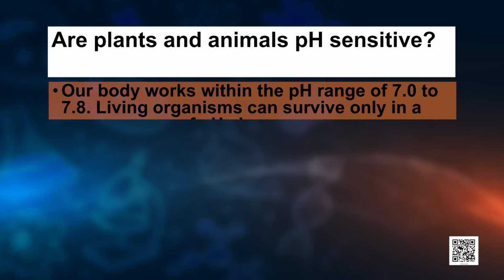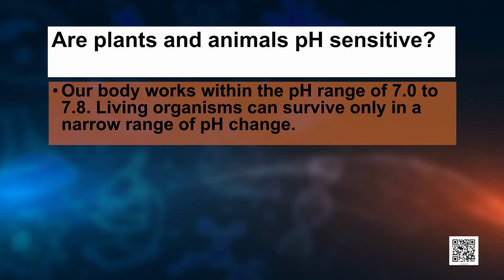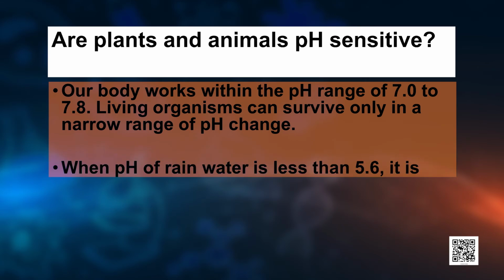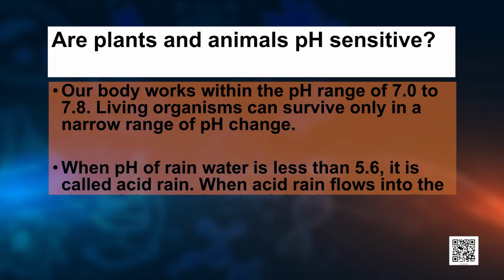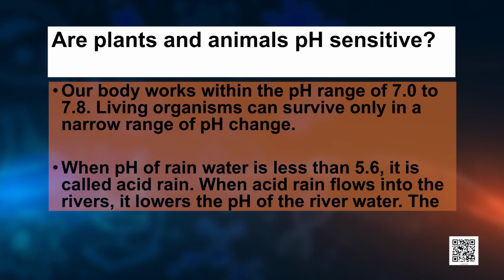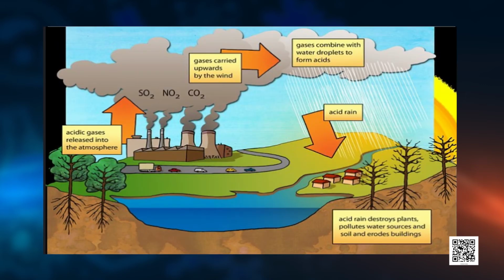The living organisms can survive only in a narrow range of pH change. If the pH change is too much, then there is some disease. When the pH of rainwater is less than 5.6, it is called acidic rain. And when this acidic rain falls into the rivers, it lowers the pH of the river water. And this lowered pH is not good for the survival of the aquatic life. Such rivers become very difficult for the aquatic life to survive.